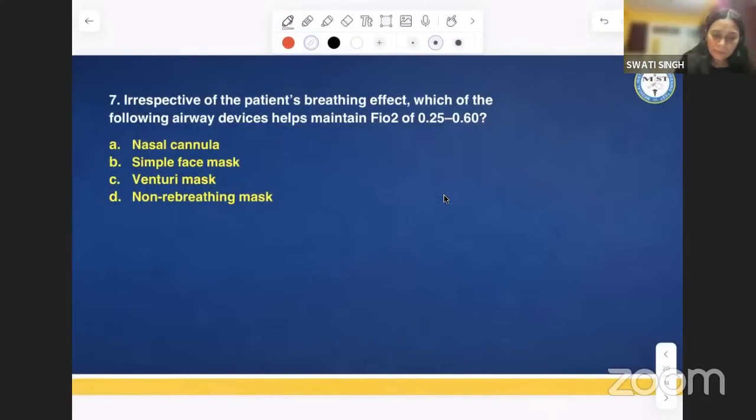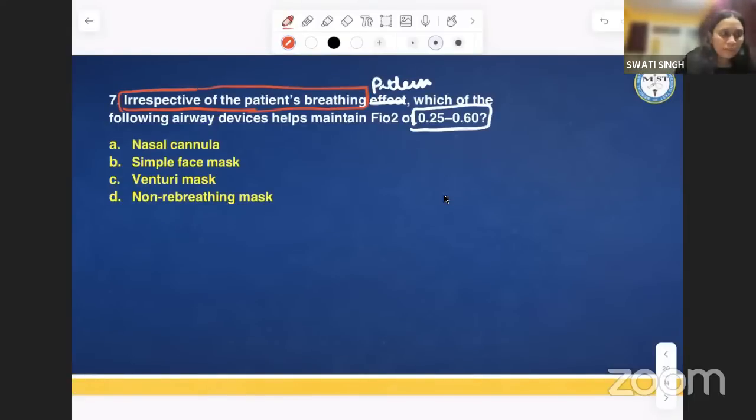Again, a very important question I'm expecting to be asked in the exam. Irrespective of the patient's breathing pattern, which of the following airway devices helps to maintain FiO2 between 0.2 to 0.6? Okay, I want an answer. Only one thing you have to take care of in this question: irrespective of the patient's breathing pattern. This is the only line which we need to pick. So I want an answer. Yes, guys, what's the answer in the chat box?